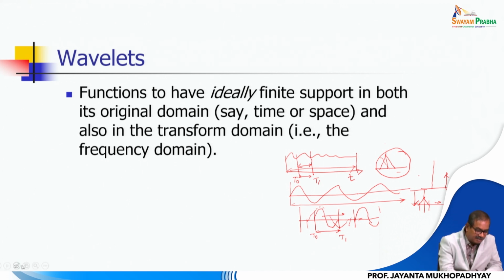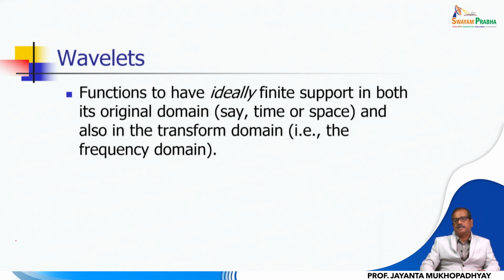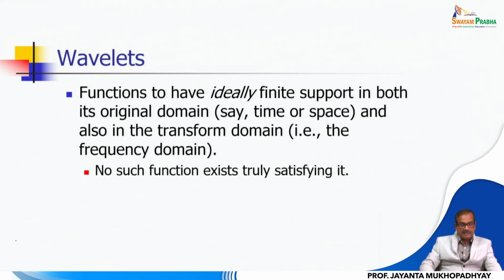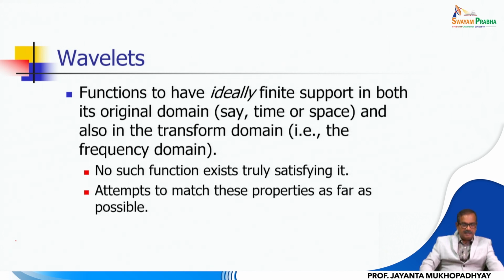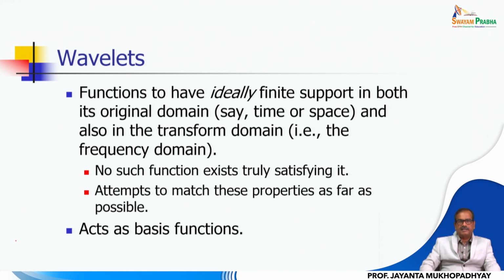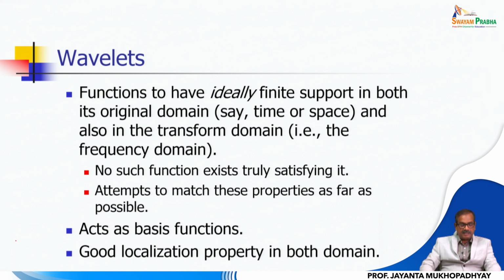So with this motivation, we should have such basis functions, and that is how we are going to find those wavelets. Now the problem is that in this ideal scenario, with both finite support in time and frequency, no such functions exist which truly satisfy this. So there are various attempts to match these properties as far as possible, acting as basis functions, so that they have good localization property in both domains.